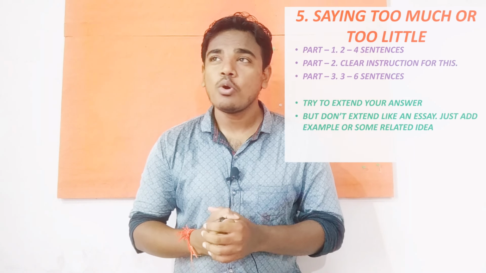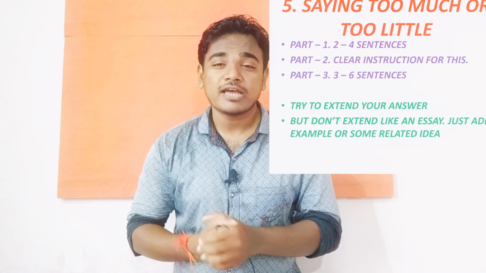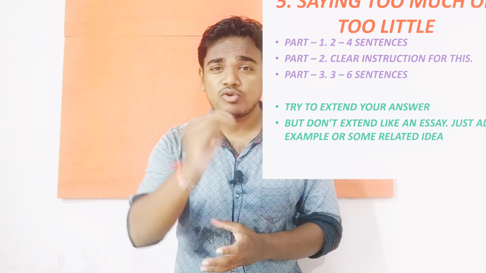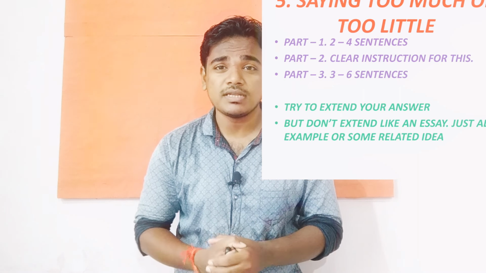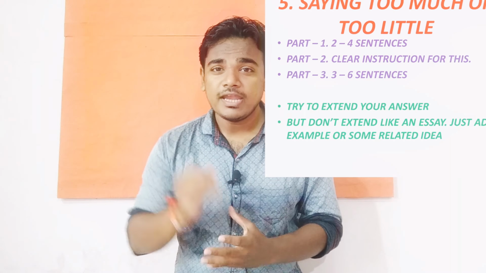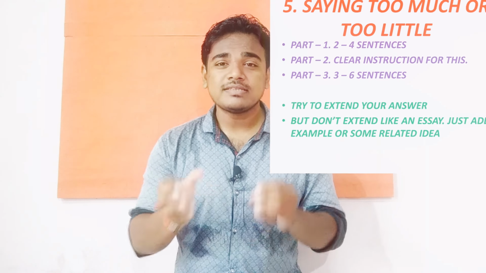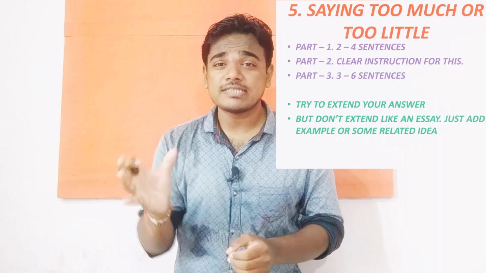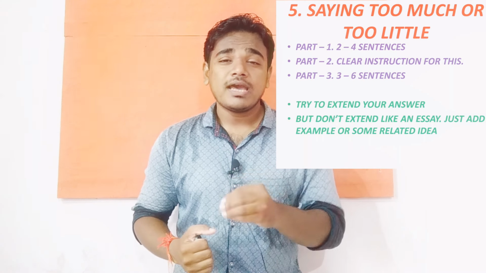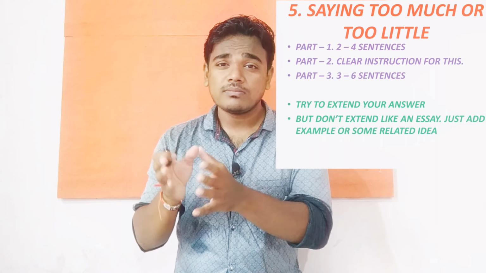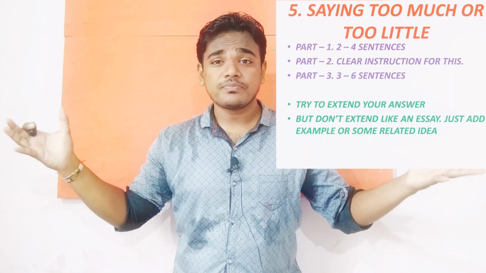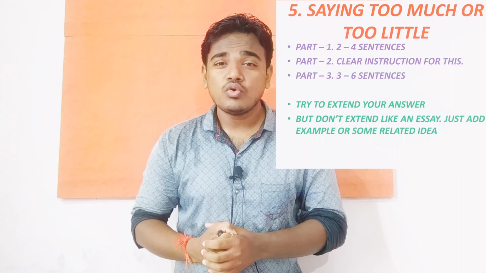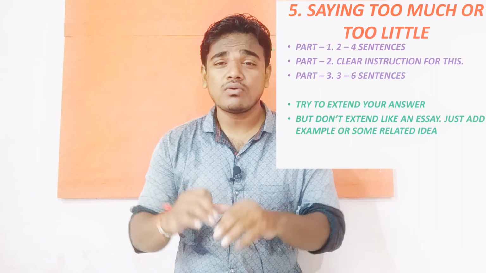Fifth mistake is saying too much or saying too little. Yes, friends. What happens sometimes is that actually we know the format. In part one you have to answer the question in 2 to 4 sentences. In part 2 there is a definite time, there is a clear instruction. In part 3 you have to answer in 3 to 6 sentences. Now sometimes you answer very small, sometimes you answer very big. It is not good. You have to answer in a particular structure.